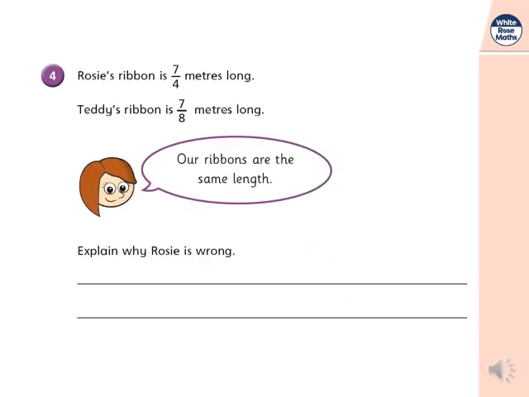Last question, and for this one it says Rosie's ribbon is 7/4 meters long. Teddy's ribbon is 7/8 meters long. And Rosie says our ribbons are the same length. Can you explain why Rosie is wrong? So you might want to do this as a drawing. You might want to show how you can convert one of them by using your times tables knowledge. But can you explain why she is wrong? Pause the video and have a go.